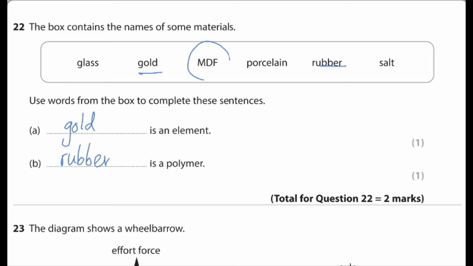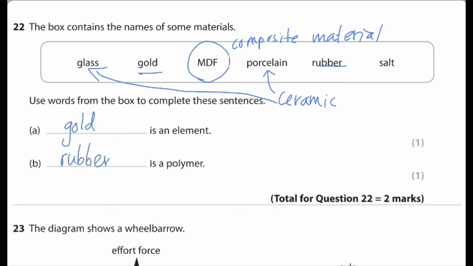MDF is a composite material. And porcelain, ceramic material. Salt is salt, and glass is also ceramic material. Moving to next.